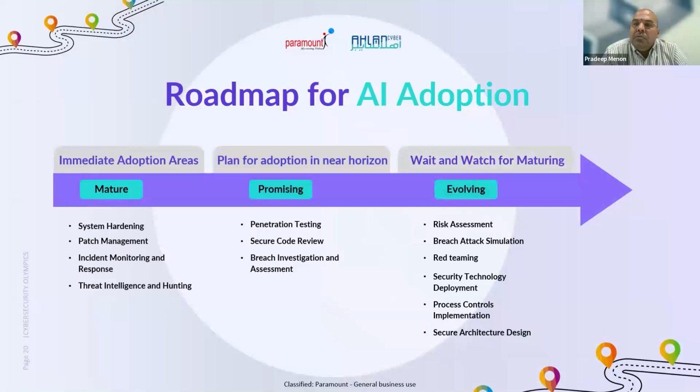And the promising areas, where some part, not all, could be used for AI automation, include penetration testing, secure code review, breach investigation and assessment, especially querying and other parts of it, and malware investigation. Some part of it you could always do. And evolving areas include risk assessment, breach attack simulation, where you can use Gen AI, and security technology deployment. These are areas which still need to evolve so that you could use AI within your cybersecurity activities.